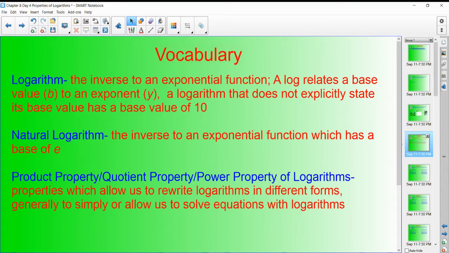So moving on today, more about logarithms. Today we're going to talk about the product property, the quotient property, and the power property, which are all properties that allow us to rewrite logarithms in different forms, simplify, and solve. Each property is going to be used in a specific spot.